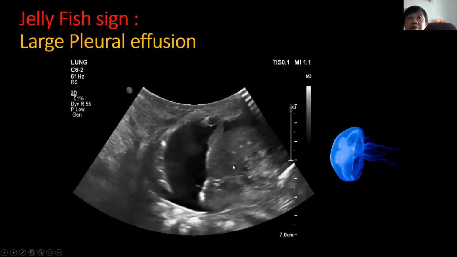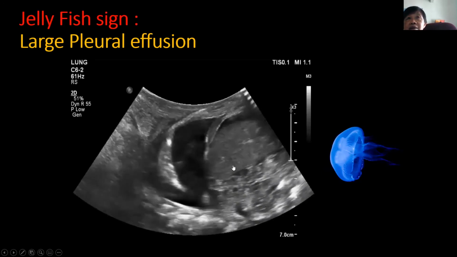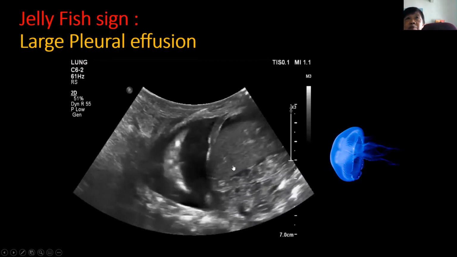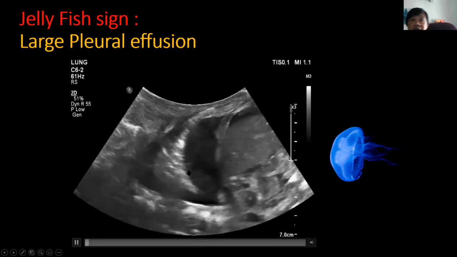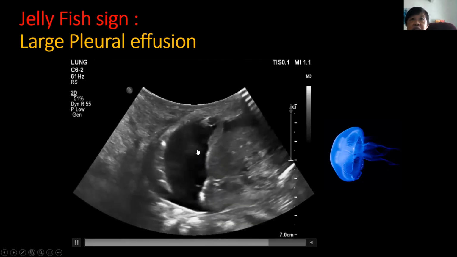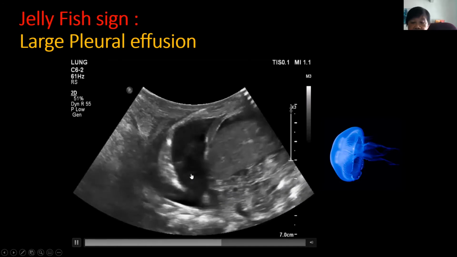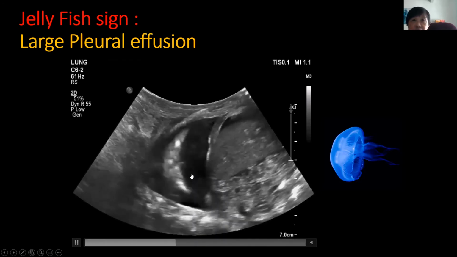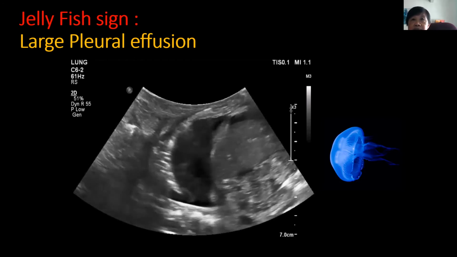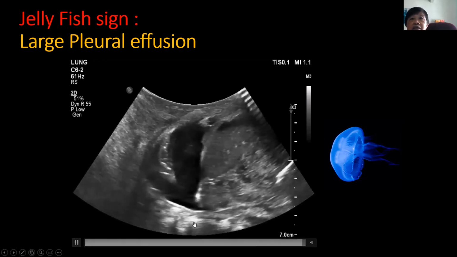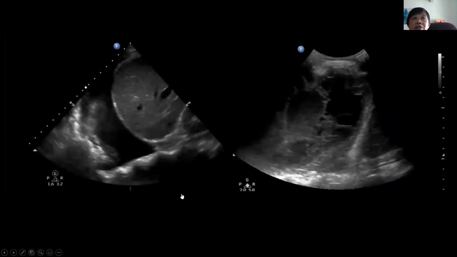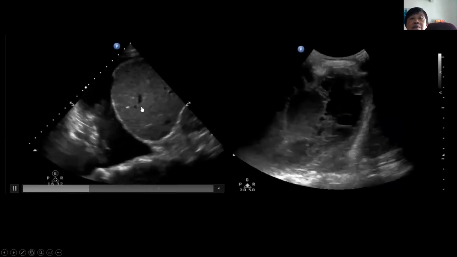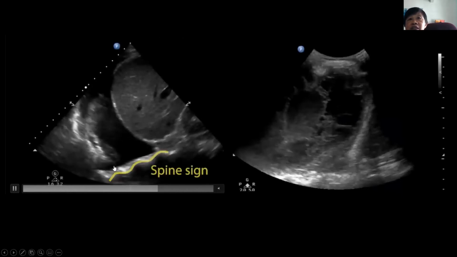Okay, so the consolidated lung in the large pleural effusion appears like a jellyfish sign. So this is a jellyfish sign. And you can see some turbidity in the fluid here, not a lot, but it tells you that this might be a bit purulent. And then you can see the spine here also. Okay, so this is another slide of the pleural effusion showing the spine sign.